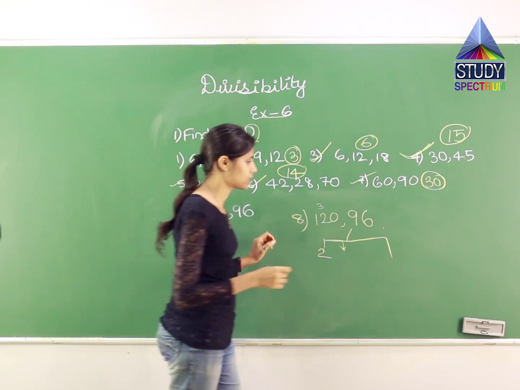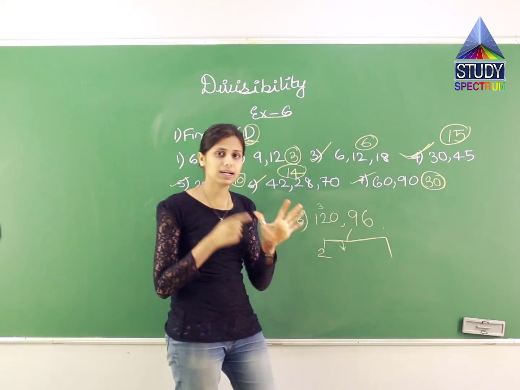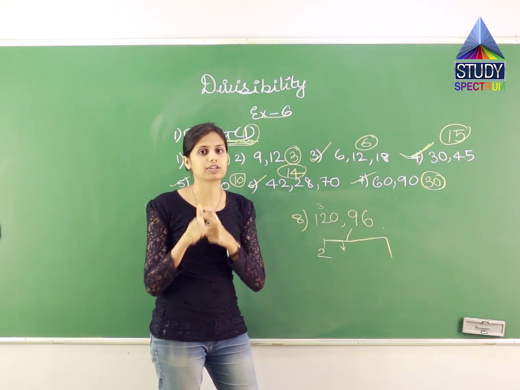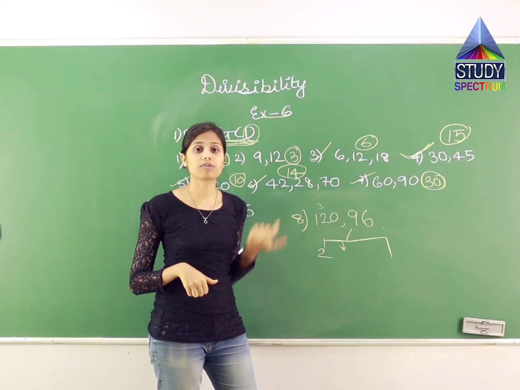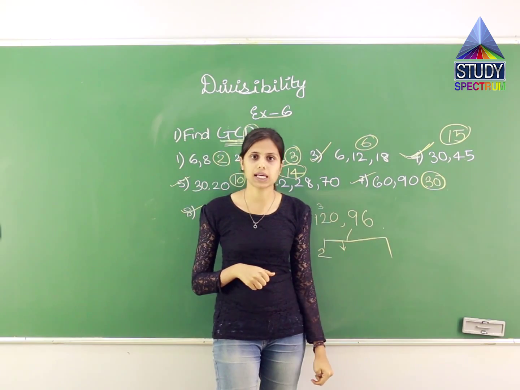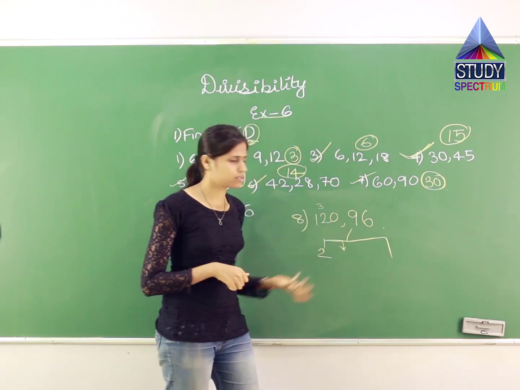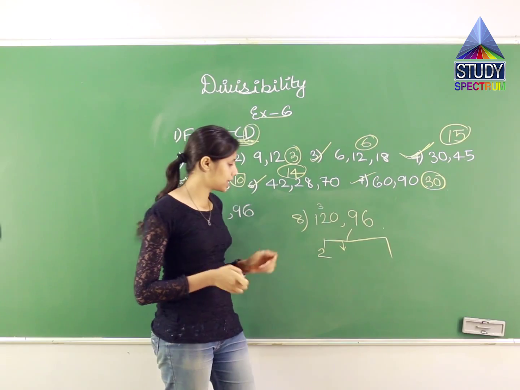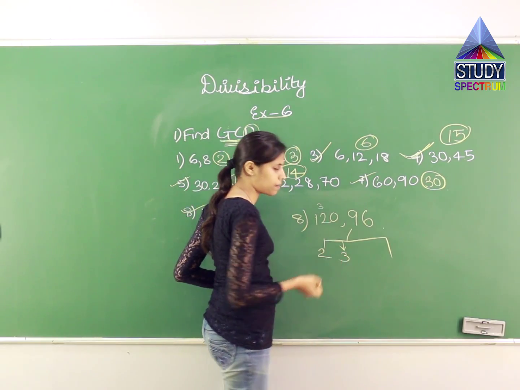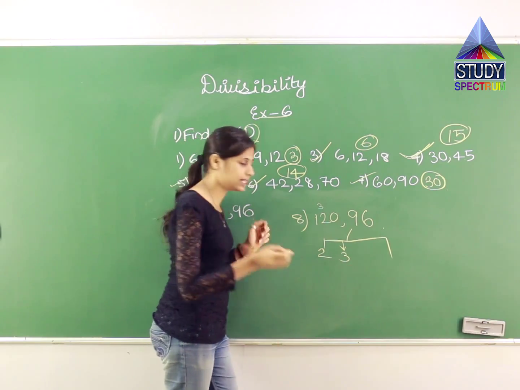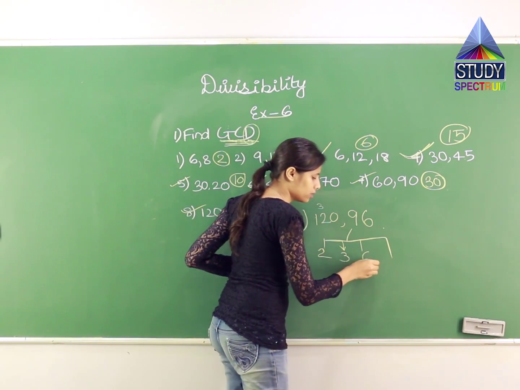What about 96? 9 plus 6 gives me 10, 11, 12, 13, 14 and 15. अगर 15 3 से divisible है तो I can say that 96 is also divisible by 3. So yes, 15 is divisible by 3. So 96 is also divisible by 3. So I can say that this is also divisible by 3. अगर ये 2 और 3 दोनों के साथ divisible है तो ये ultimately will be divisible by what?